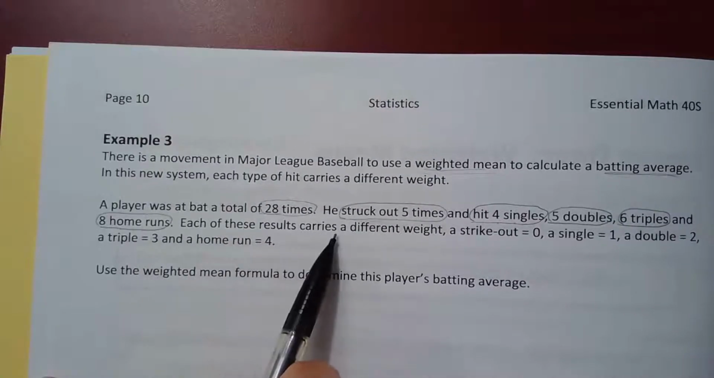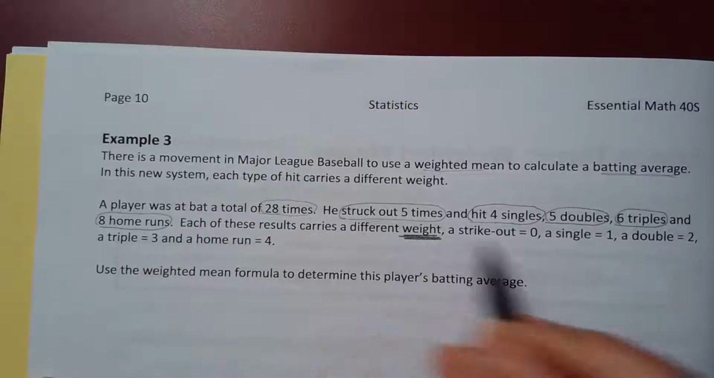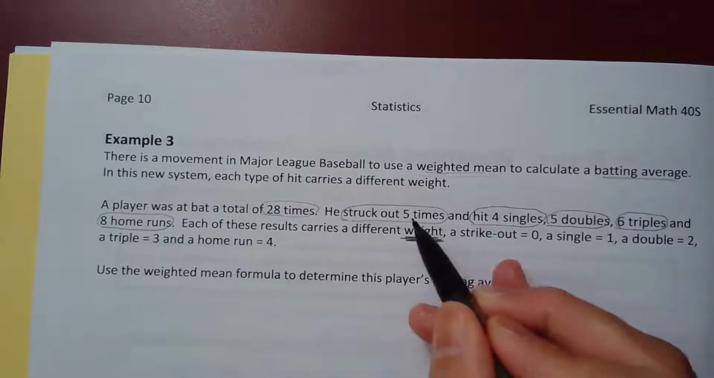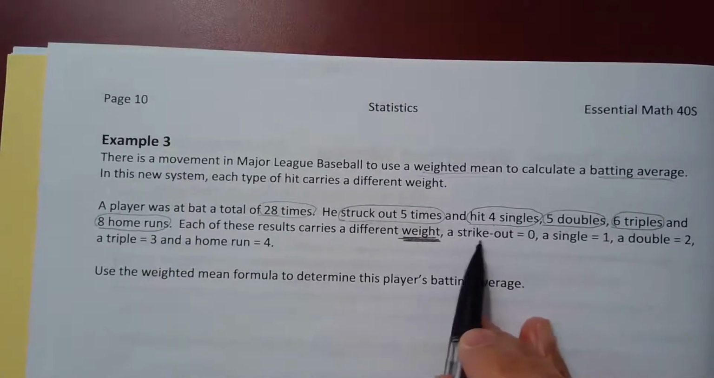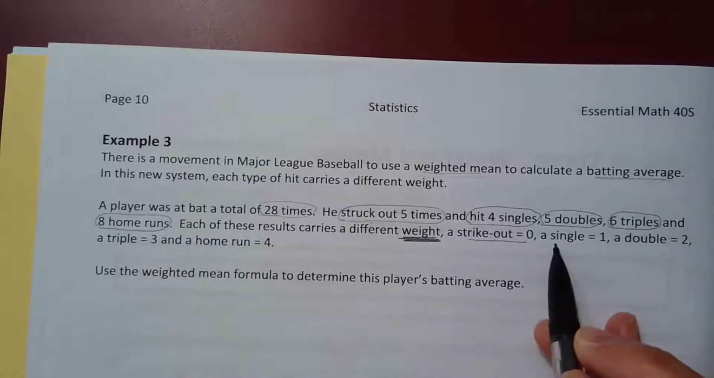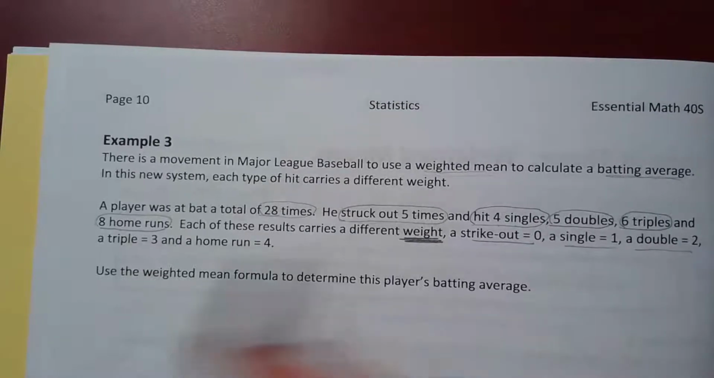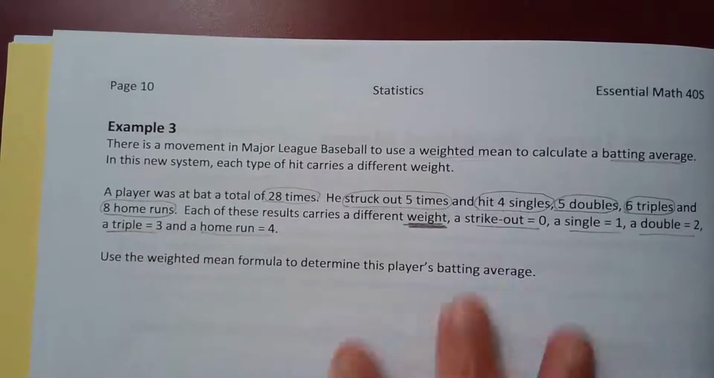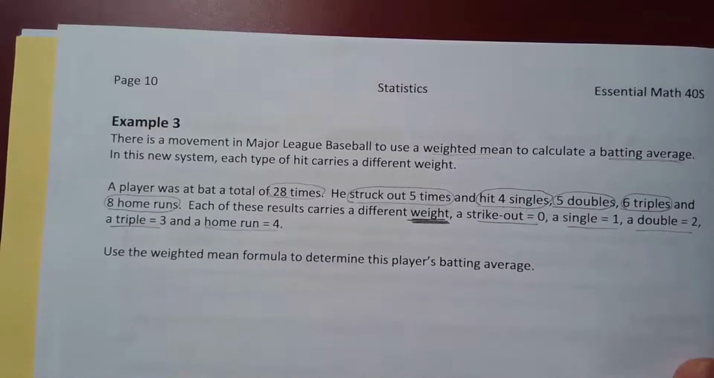Each of these results carries a different weight. As you can see, they're telling us the weight of those hits. So strikeout has a weight of 0. A single has a weight of 1. Double has a weight of 2. Triple has a weight of 3. And home run has a weight of 4. I know that we have so much information going all at the same time.